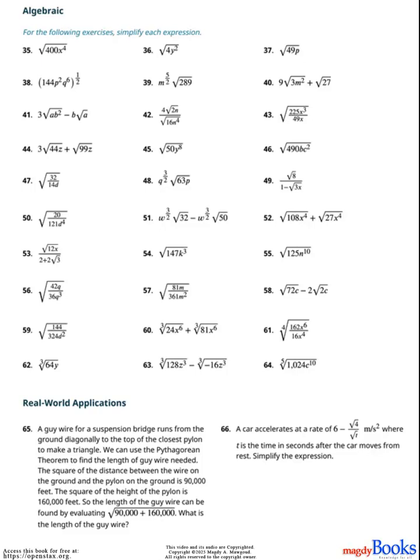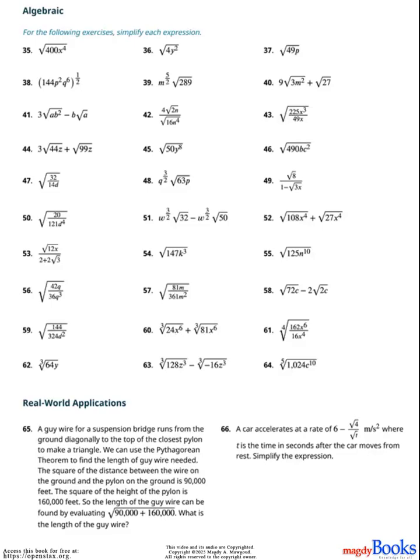49. Square root of 8 over 1 minus square root of 3x. 50. Square root of 20 over 121d to the power of 4. 51. w to the power of 3 over 2 square root of 32 minus w to the power of 3 over 2 square root of 50. 52. Square root of 108x to the power of 4 plus square root of 27x to the power of 4. 53. Square root of 12x over 2 plus 2 square root of 3.